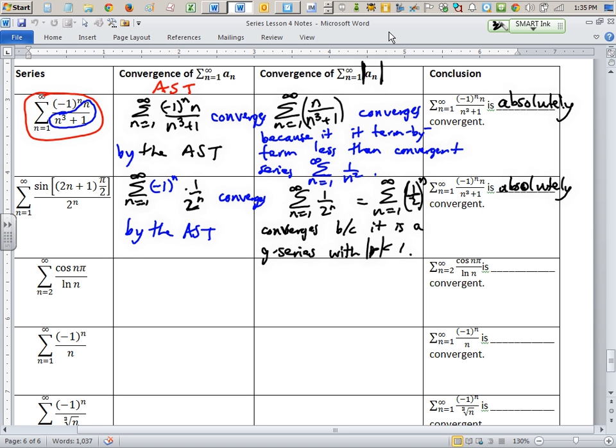Look at the next one here. Remember, the alternator is that cosine pi. There's your alternator. Forget the cosine pi. Just look at the ln n over n, 1 over ln n. Does that diminish to 0? Yes. Does it do so uniformly and decreasing? Yes. So this converges by AST.